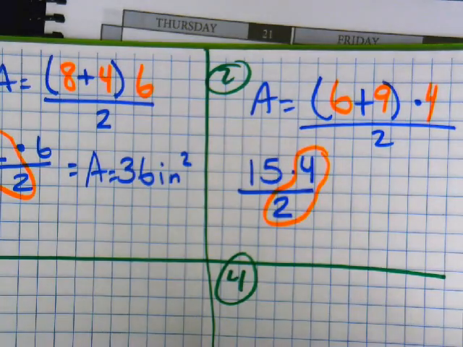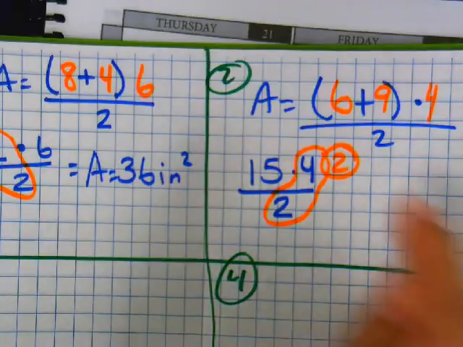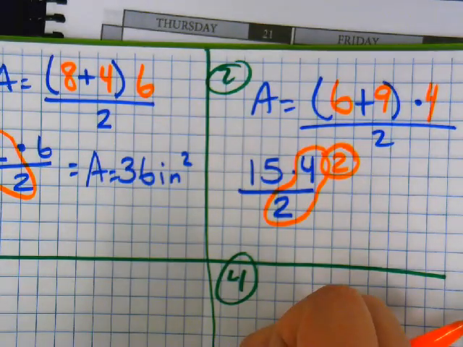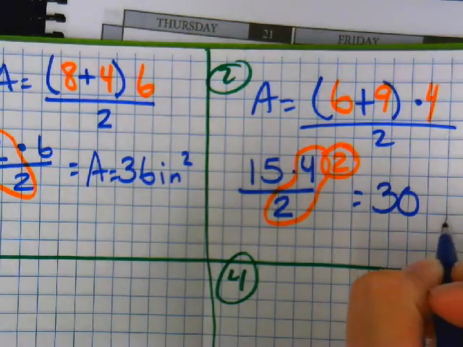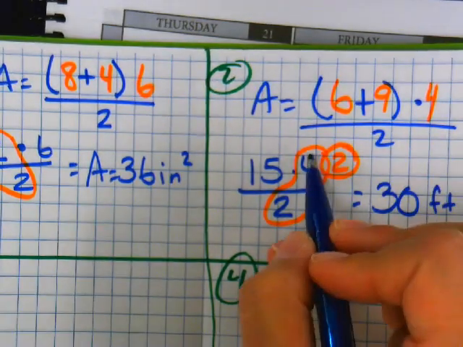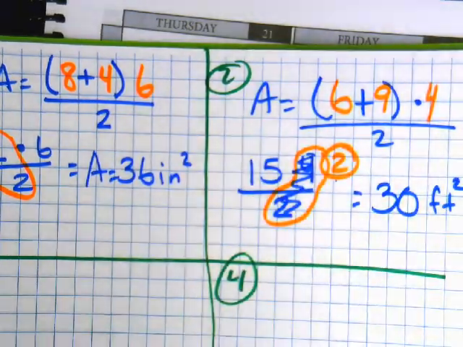What's 4 divided by 2? 2. Circle that. Now we use it. 15 times 2, if you need the multiplication table. What's 15 times 2? 30 feet squared. So I no longer use this. Now I use the 2. 2 times 15 is 30.